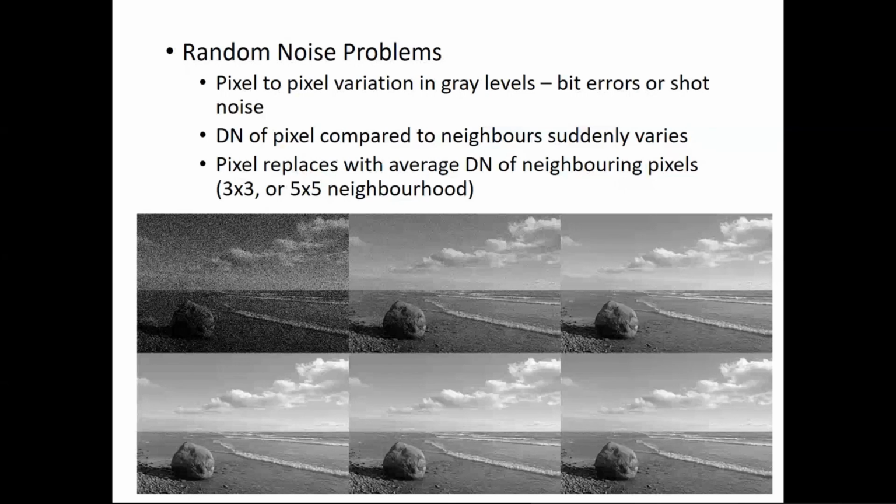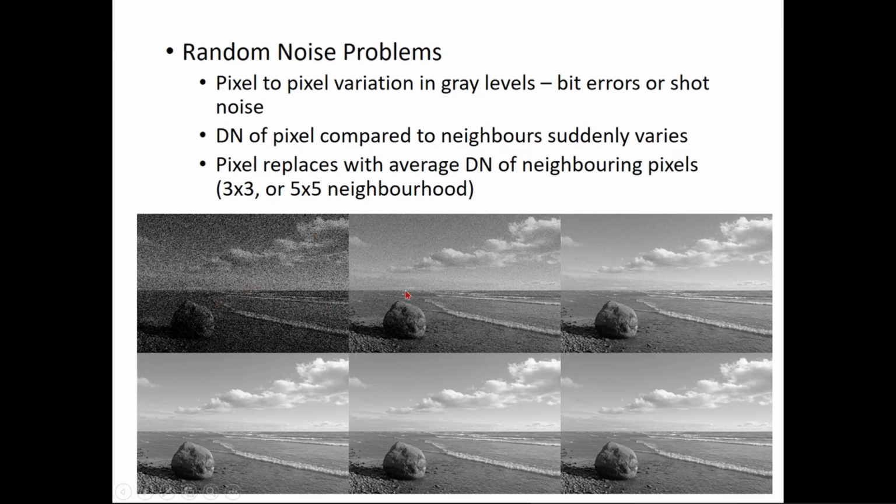The last one is random noise problems, where you have pixel to pixel variation in the gray levels. This is called bit errors or shot noise. You can see on the first image there is a lot of noise. From pixel to pixel, even in adjacent pixels, there is a large variation in the gray levels. It will give you a salt and pepper look in the photo. As I mentioned, the DN of adjacent pixels varies largely throughout the figure. So this is called random noise.